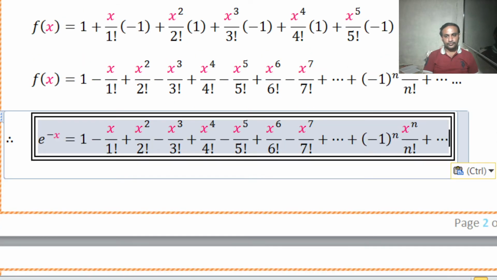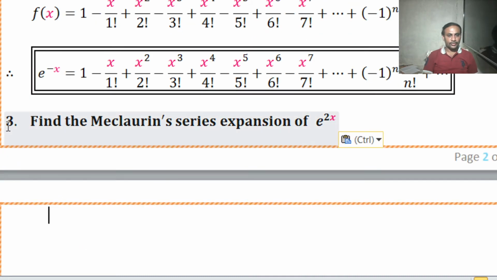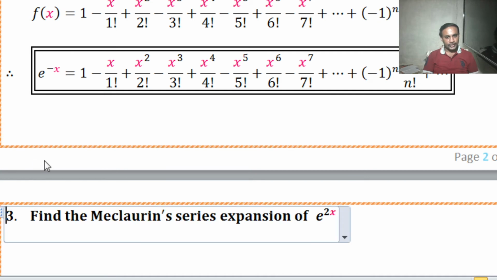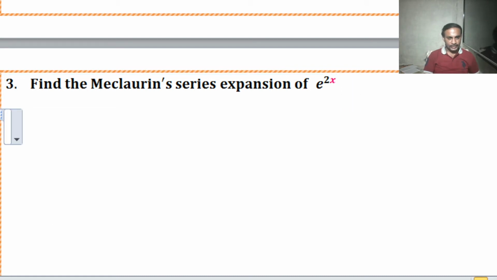Now next example is find the Maclaurin's series expansion of the function. Third example is find the Maclaurin's series of the function e raised to 2x. Now for that we are using standard series expansion.